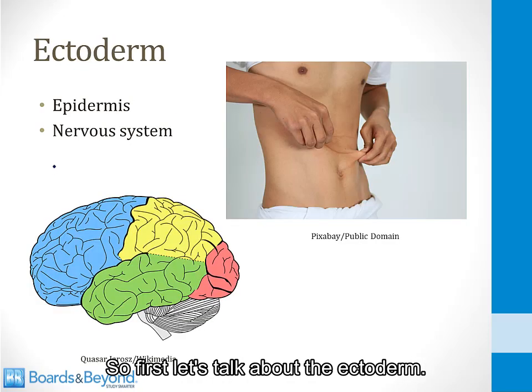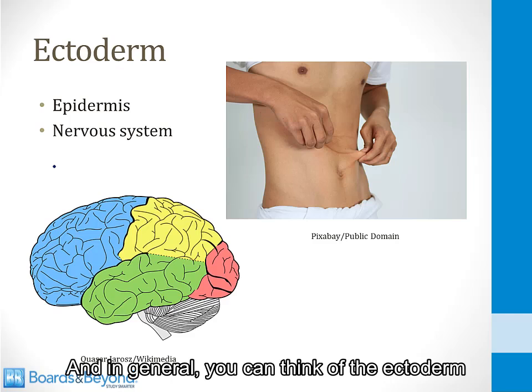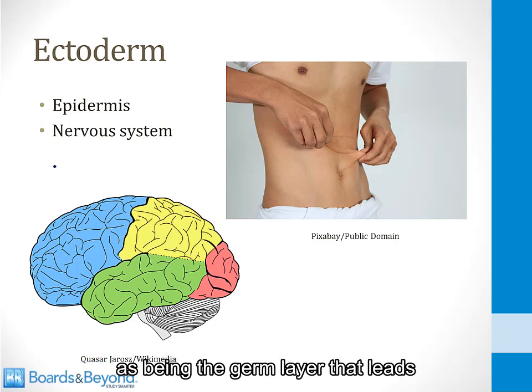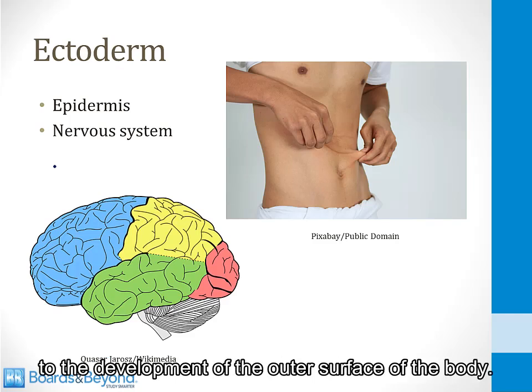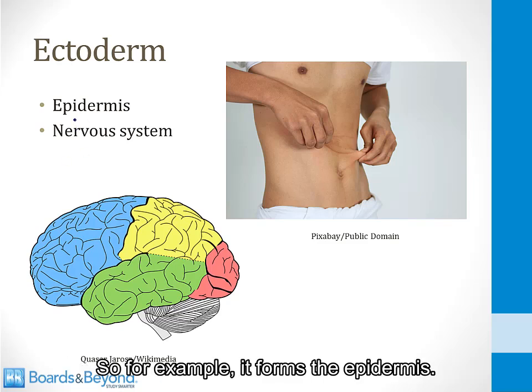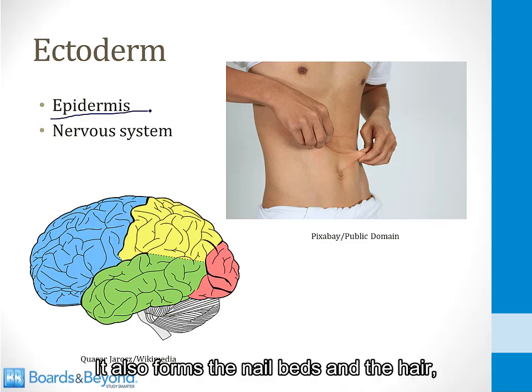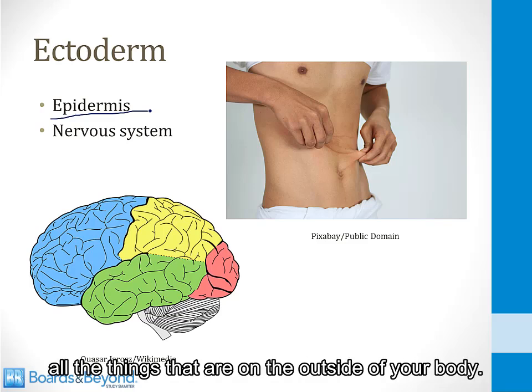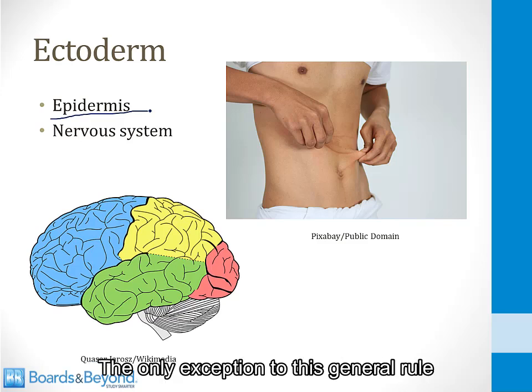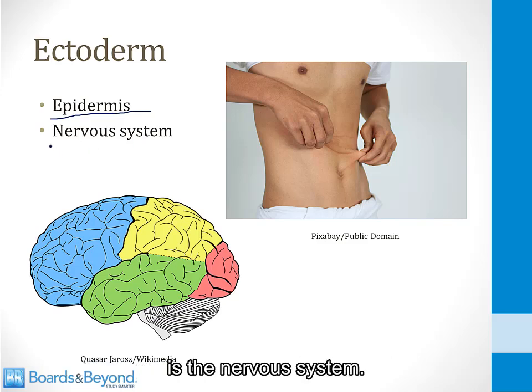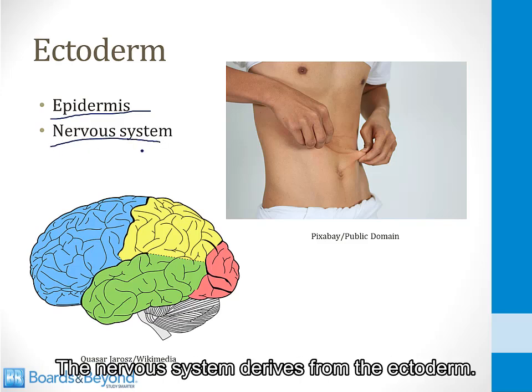So first, let's talk about the ectoderm, and in general, you can think of the ectoderm as being the germ layer that leads to the development of the outer surface of the body. So for example, it forms the epidermis, it also forms the nail beds and the hair, all the things that are on the outside of your body. The only exception to this general rule is the nervous system. The nervous system derives from the ectoderm.